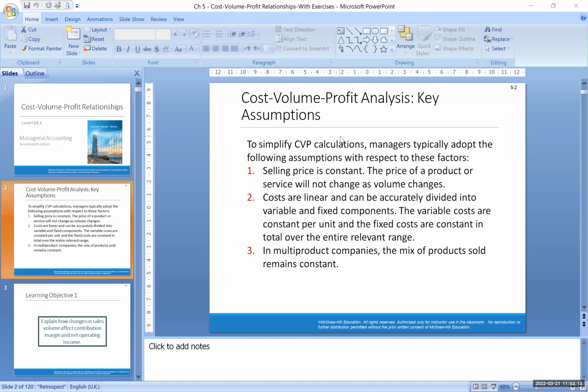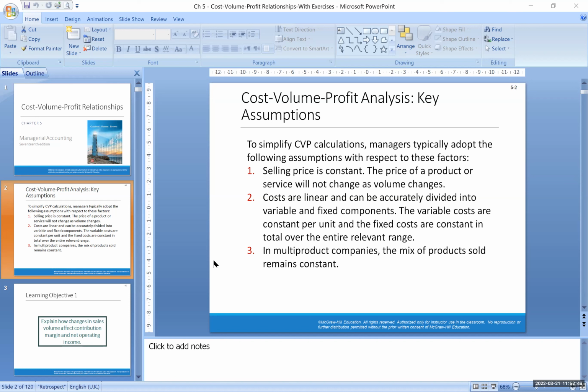The third point for the assumptions: in multi-product companies, the mix of products sold remains constant. And we'll explain what the mix is when we explain the meaning of multi-product. If we say 30-70, I will assume that this mix will be constant. If we sell 50-50 of products A and B, I will assume that this mix or percentages will be constant.